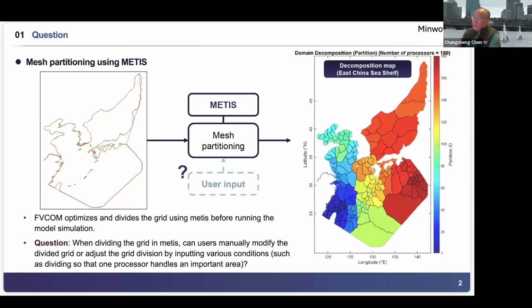One thing is, we did it before. Some people don't use the METIS software. They do the decomposition by themselves, but output the decomposition file in the METIS format. FVCOM can understand that. But no matter whether you do it yourself or METIS does it automatically, you have to make sure that each subdomain gets roughly the same number of nodes.